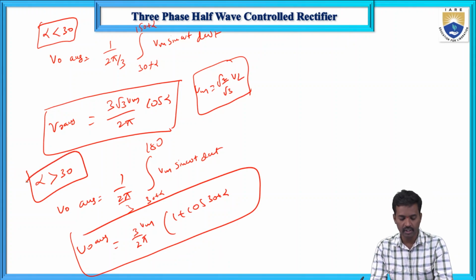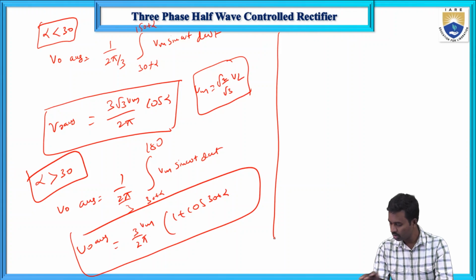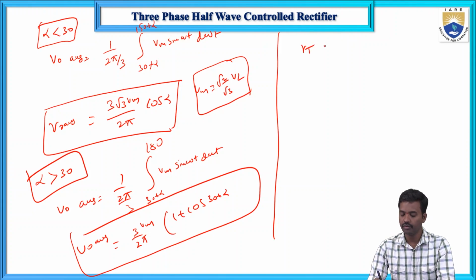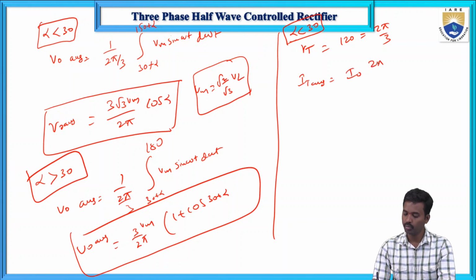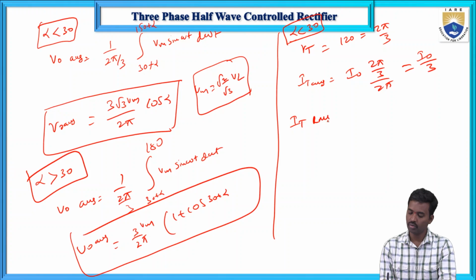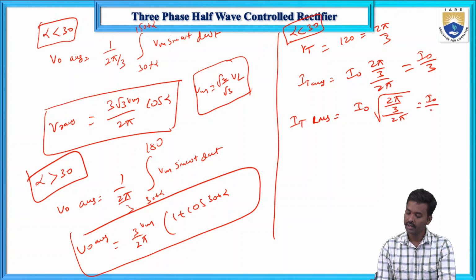So now here it is greater than 30. What about the conduction time? Conduction time for alpha less than 30 is 120 degrees, duration 2π/3. So now here conduction time for this one is 2π/3. So now IT average equals I naught into 2π/3 by 2π, that equals I naught by 3, and IT RMS equals I naught into square root of 2π/3 by 2π, that equals I naught by root 3.